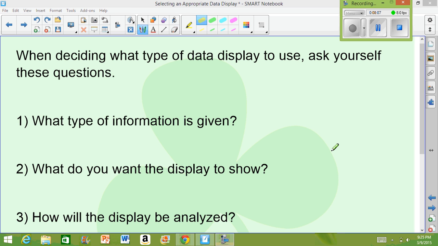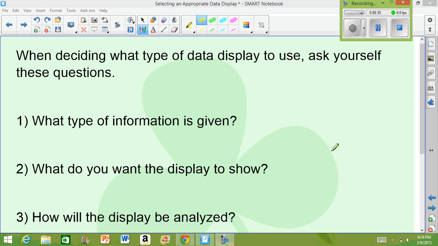When you are trying to decide what type of display to use to display your data, there's 3 questions that you need to consider. 1, what type of information is given? Okay, are they giving you days? Are they giving you category information? Are they giving you a range of information? What type of data are they giving you?